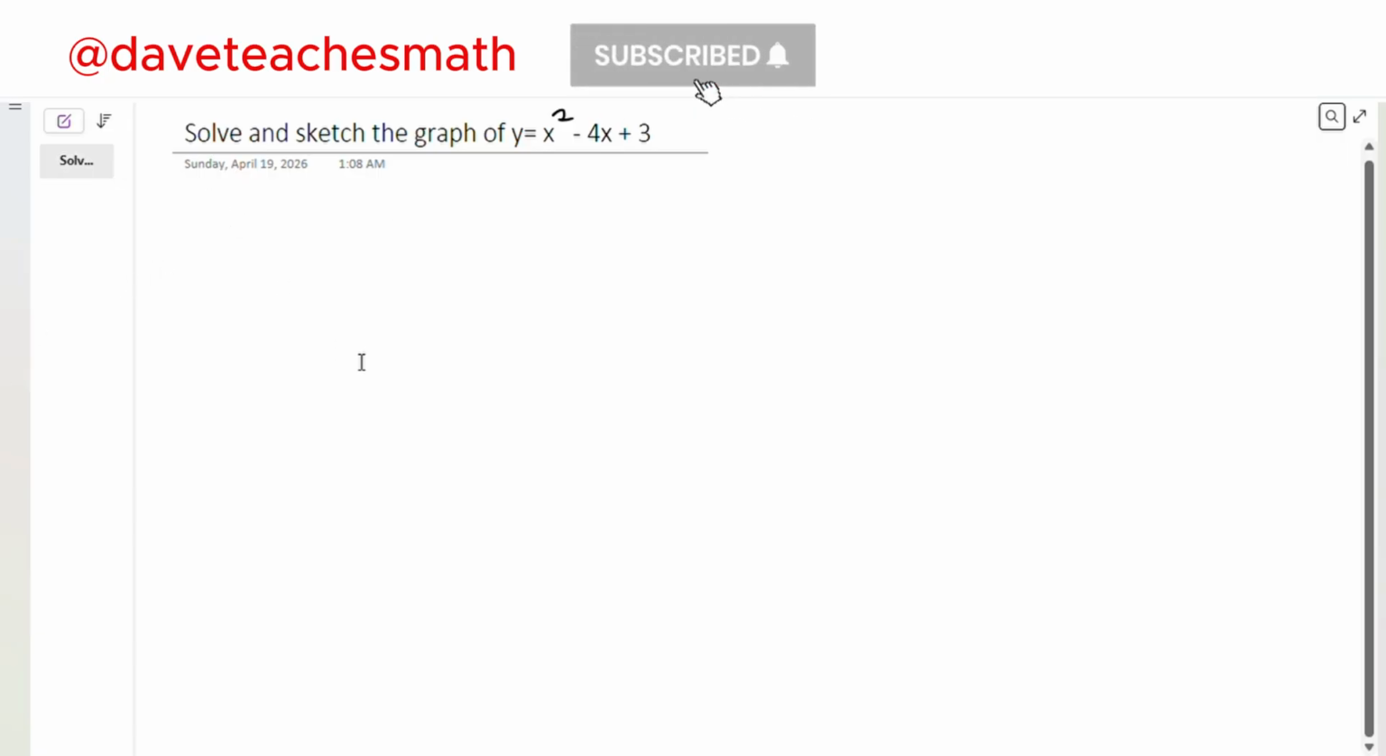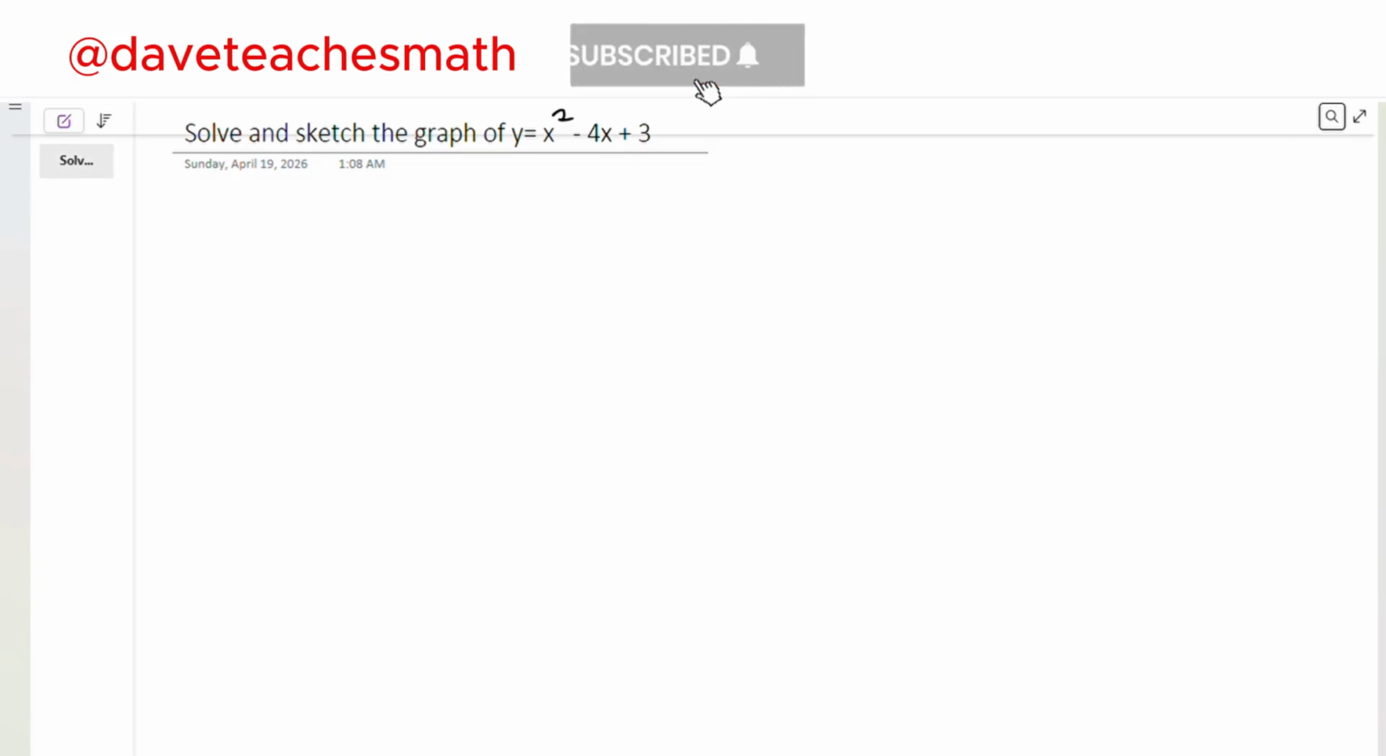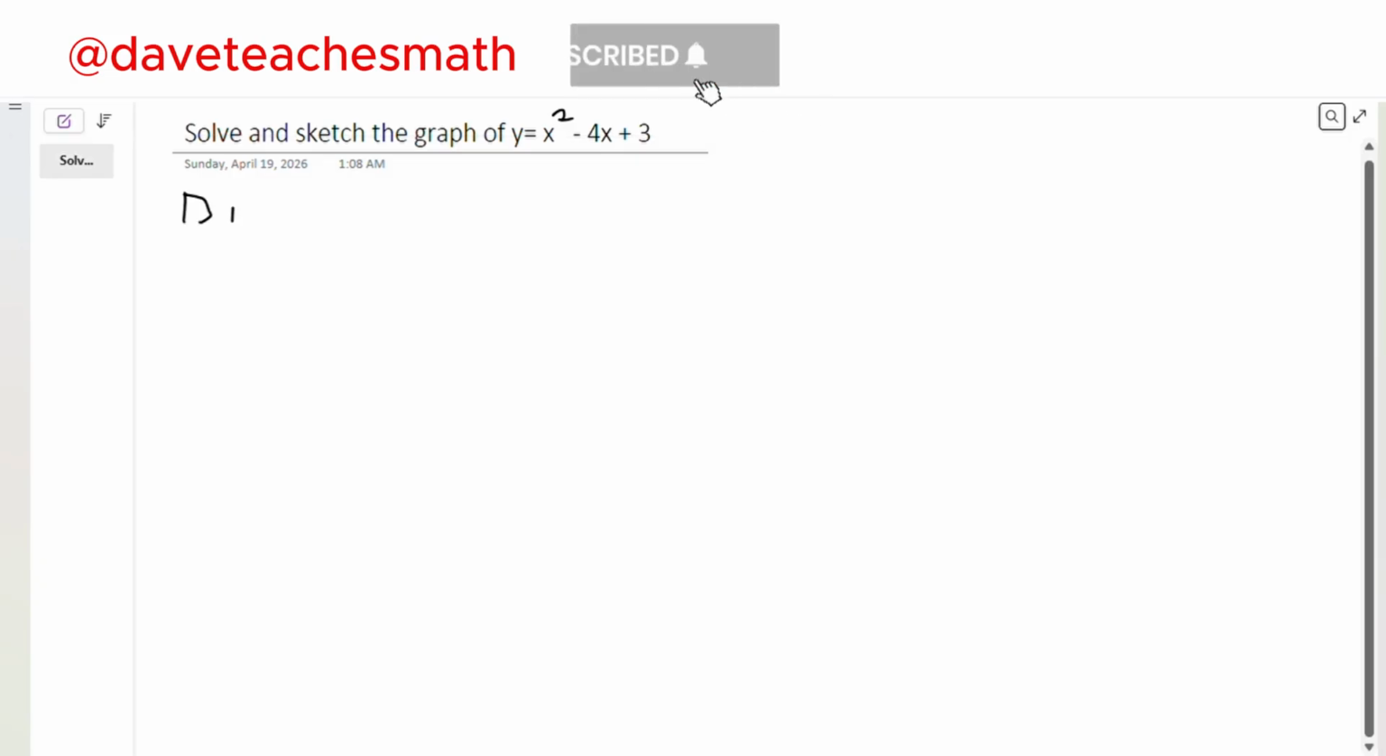So when you have a quadratic question like this asking you to solve, there are a few outlines that you need to draw out so that it can help you in answering the question. So first of all, we are going to find our direction.